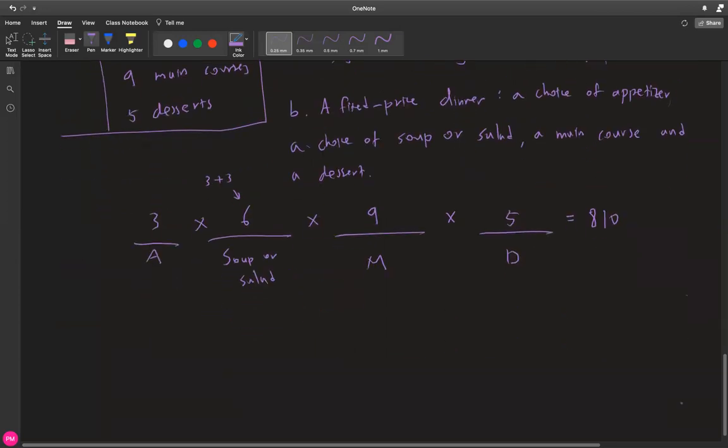Let's say a dinner special goes like this. You have a choice of soup, a salad separately, or both, and a main course.